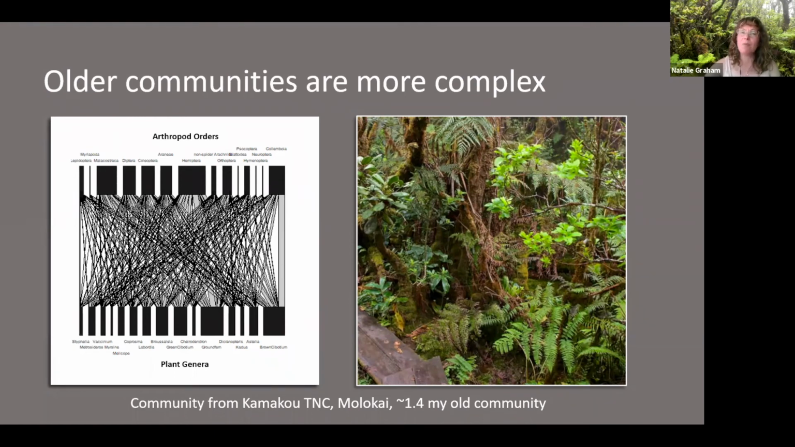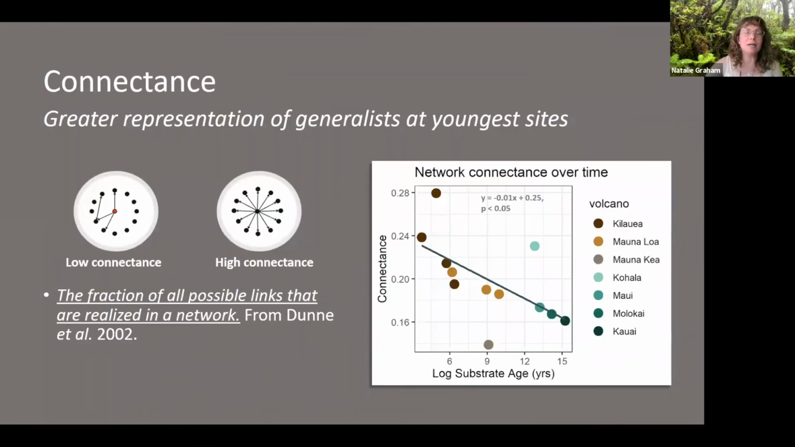When I talked about network metrics changing predictably over time, I'm going to run you through a bunch of different metrics that we can calculate using these relationships of arthropods and their associated plants over time. The first one is connectance, and the take-home message from this is that there's a greater representation of generalist species at the youngest sites. Generalist species are species that can interact with multiple other individuals, in this case arthropods that are associated with multiple different plants.